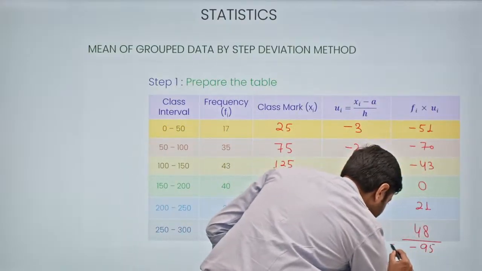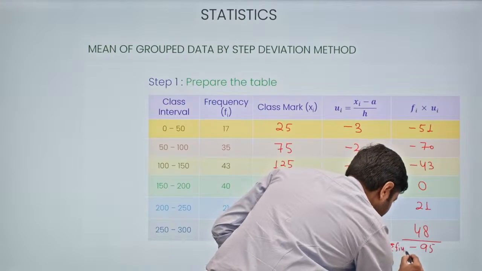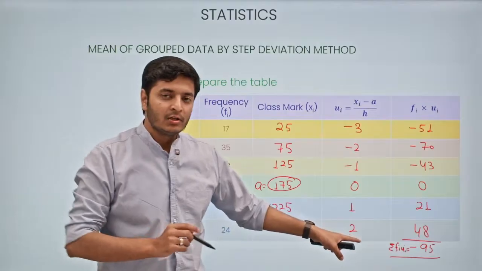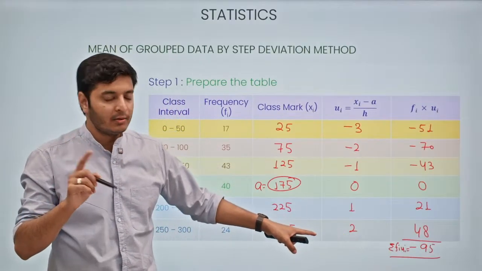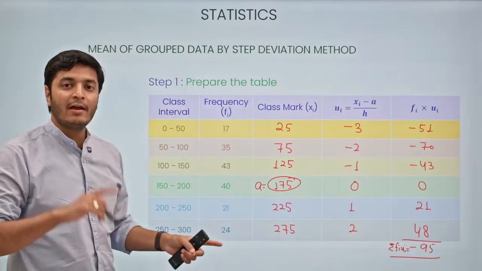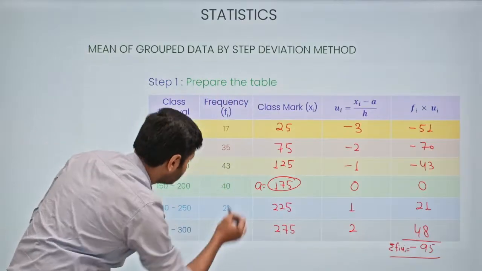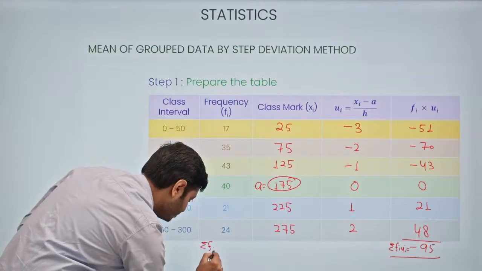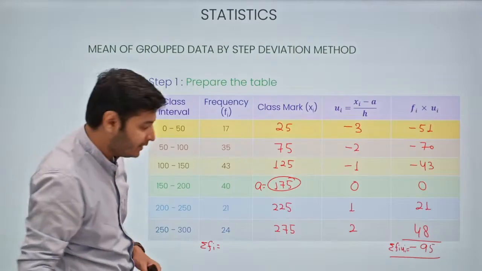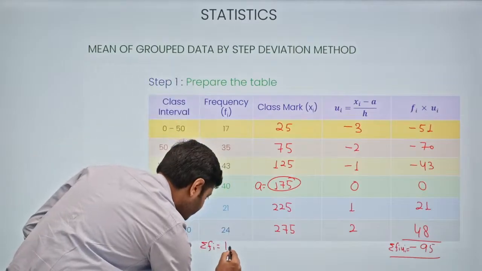This value is summation fi ui, and it is a negative value. So will our mean be a negative number? No, it will not be. Just wait. Now we need summation fi also, so we need to sum all these values. Summation fi would be around 180. The sum of all these values is 180.